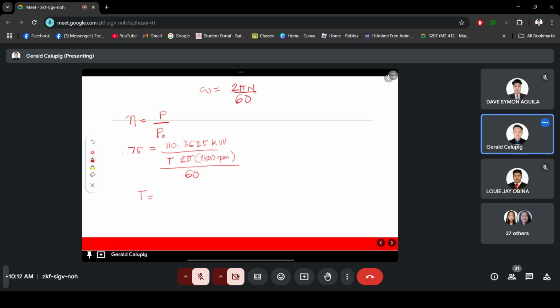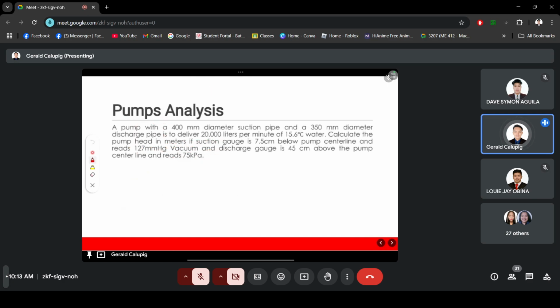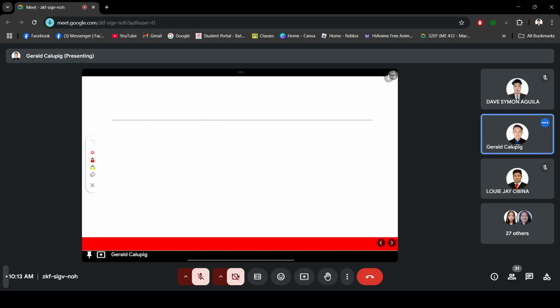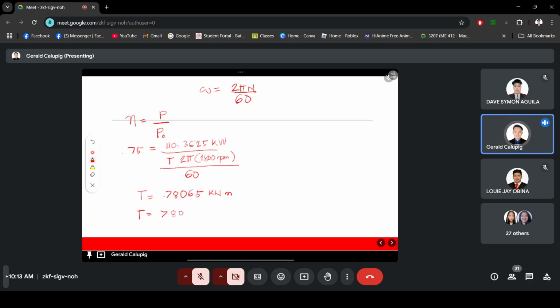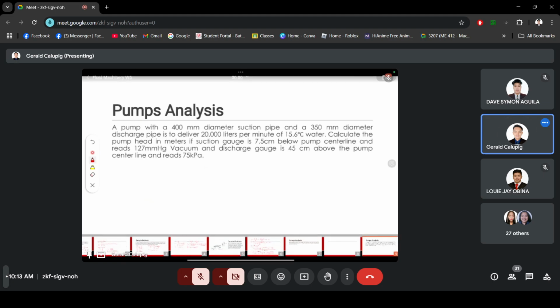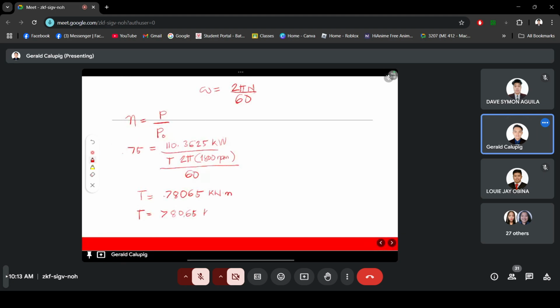We can have 78.78065 kilonewton meter. Pero ang tanong is Newton meter. So we can multiply that by 1,000. So we can have our torque is equal to 78065 Newton meter.